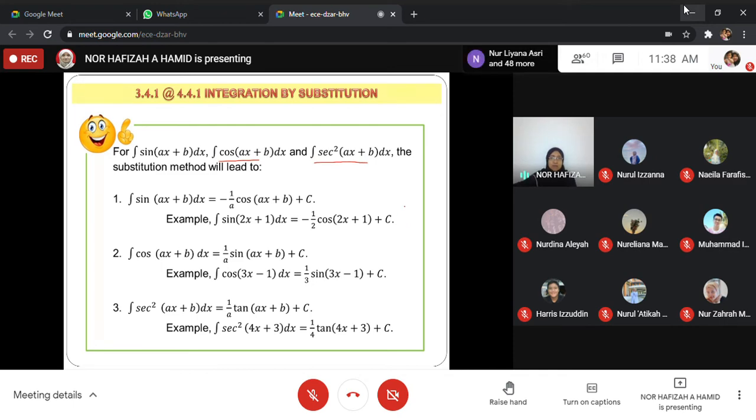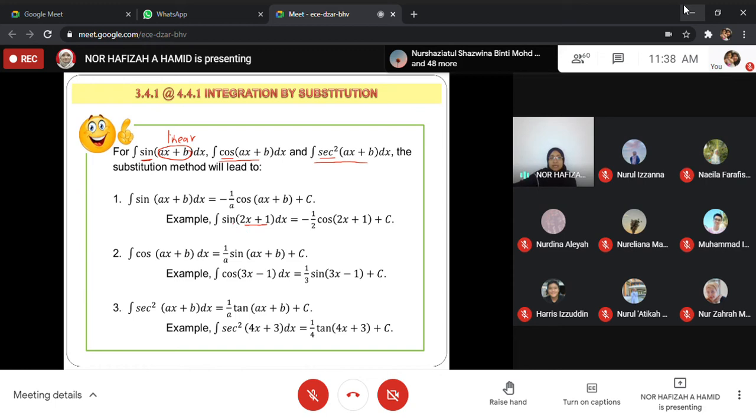Same as exponent and reciprocal, the restriction for trigonometric functions is that the angle must be linear. If the angle is linear and it involves only one, with no combination of cos or sine, just sine or cos or secant squared, then you can solve using the formula. It means not all trigonometric integrals can be solved using the formula. For example, you have sine of 2x plus 1. This is linear, so you can solve using the formula.